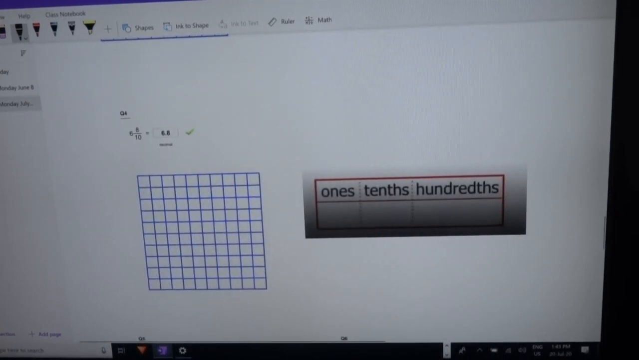If I look at the next one, I've got 6 and 8/10ths. So I've got 6 ones. So once again, without even worrying about shading, I can say, okay, I've got 6 ones. How many tenths have I got? I've got 8/10ths. And the decimal point goes between the ones and the tenths column, so my answer would be 6.8.